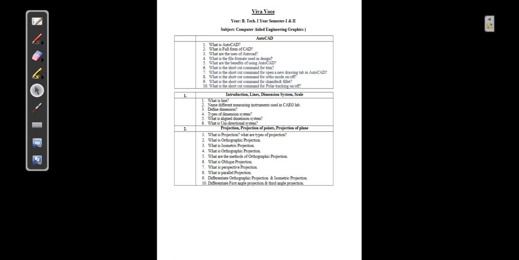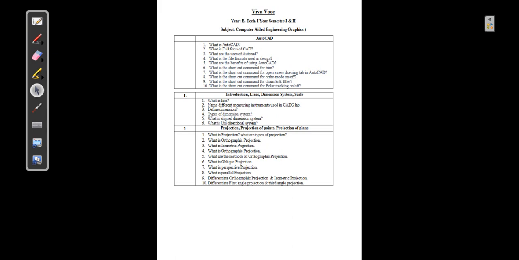What are the types of dimension systems? Here many confusions will be there. The types of dimension are different, and the types of dimension system are different. For types of dimension, there may be many, like chain dimension, progressive dimension, and parallel dimension. But coming to the dimension system, there are only two systems. One is the unidirectional system, and the other is the aligned system.